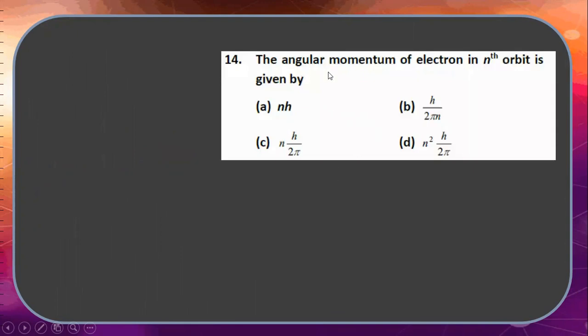Next, the angular momentum of an electron in the nth orbit is given by mvr, which is equal to n into h divided by 2 pi.